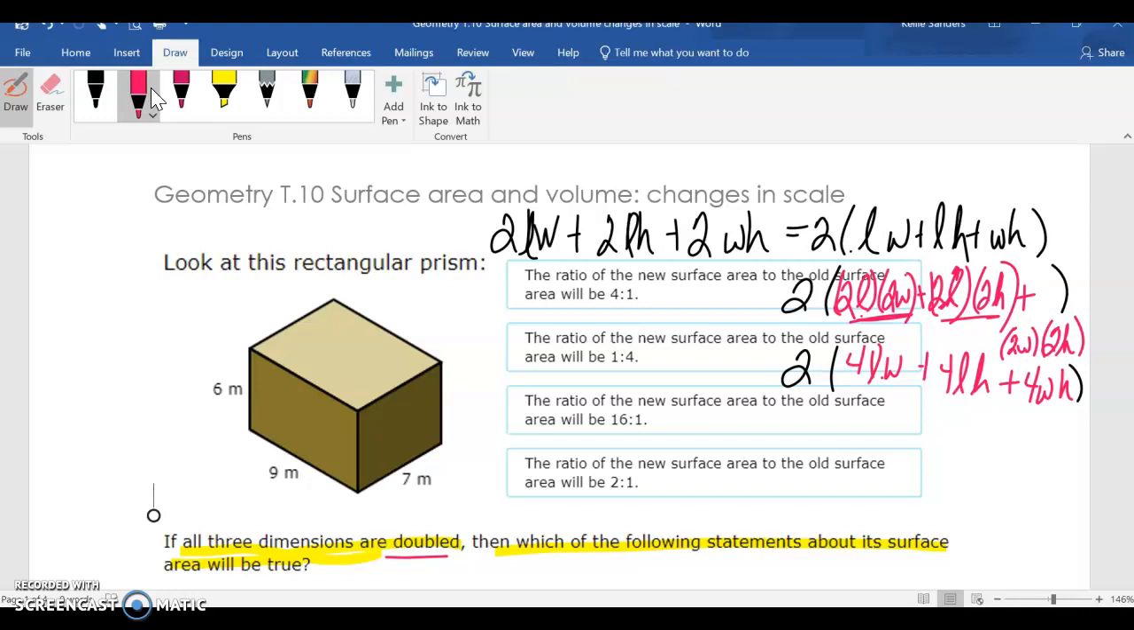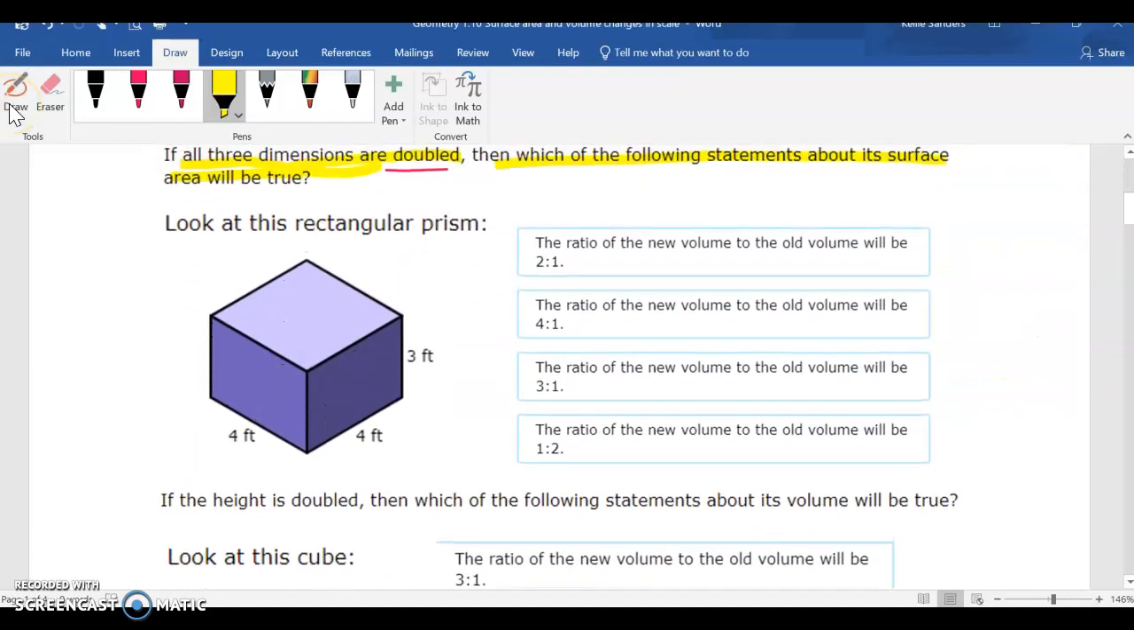So what happens is it's 4 times as big, because this ends up being 4 times more than that. So I'm reading the answers now. The ratio of the new surface area to the old surface area will be 4 times bigger, 4 to 1, and that is the correct answer. It increased. It did not decrease.